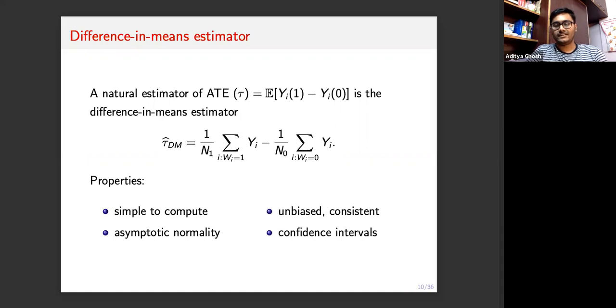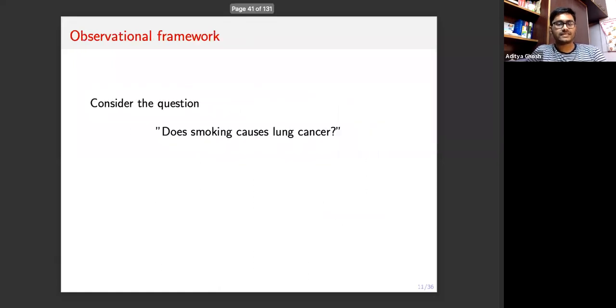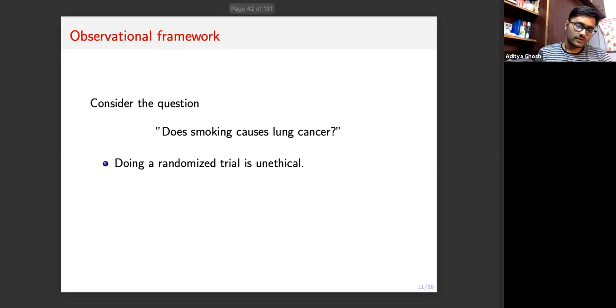But in most of the cases when we ask causal questions, we do not have a randomized clinical trial. We have an observational setup. For example, suppose we ask the question, does smoking cause lung cancer? Can we form a randomized control trial in this case? Can we just randomly select one person and say you have to start smoking from now because you are in the treatment group, and you pick one smoker and say you are in the control group, so you cannot smoke any further? That is meaningless, right? So doing a randomized trial is sort of unethical here.